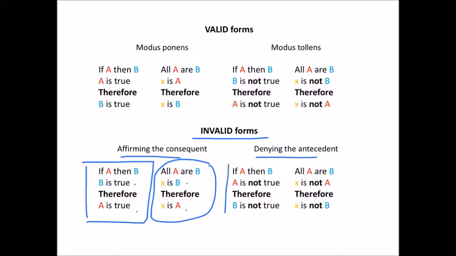Likewise for denying the antecedent, here's the simple form. If A then B, A is not true, therefore B is not true. And here is the generalised form. All A are B. X, some particular thing is not A, therefore that thing is not B. Also invalid.